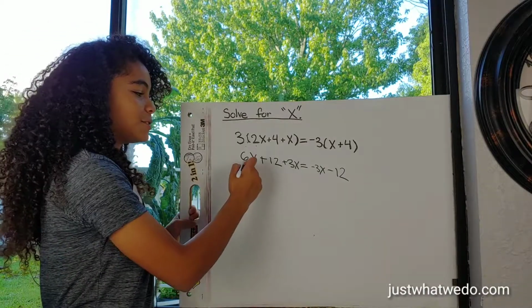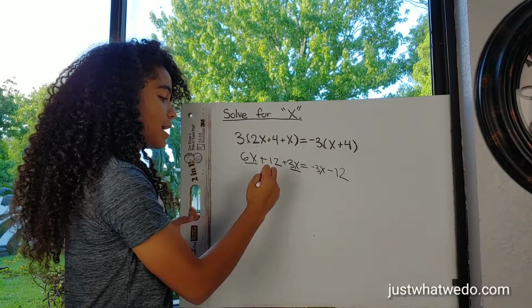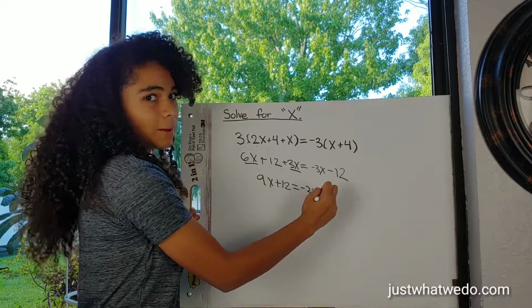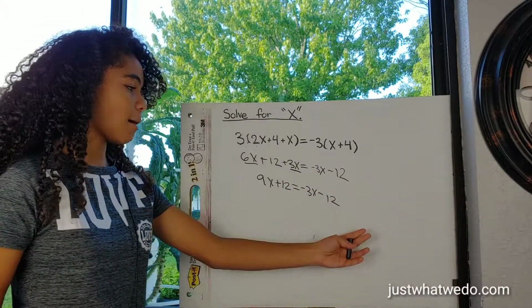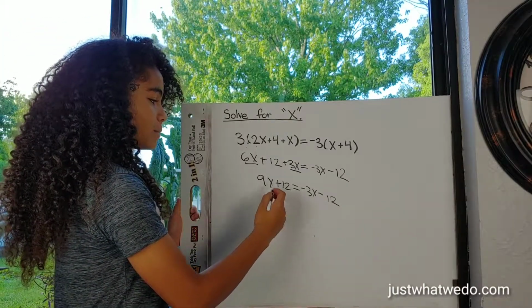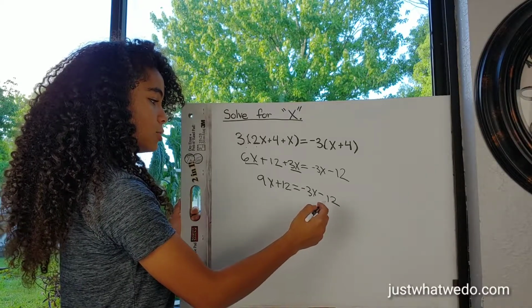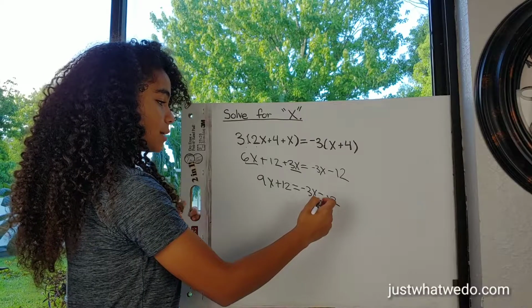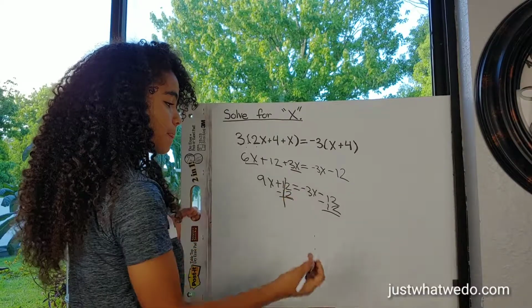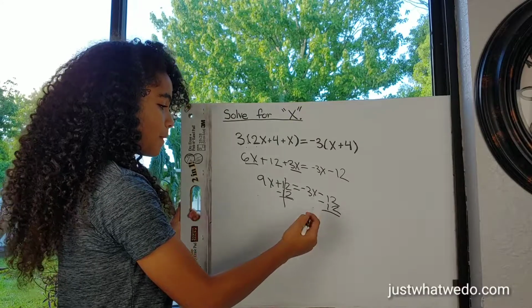Okay, and we have some like terms here, so we're just going to add them. 6x plus 3x equals 9x. 9x plus 12 equals negative 3x minus 12. So this is our problem, and now we're going to solve for x. So we have 9x plus 12 equals negative 3x minus 12. Here, what I'm going to do is subtract 12 from each side, and that will cancel this out. And we're left with 9x and negative 3x.